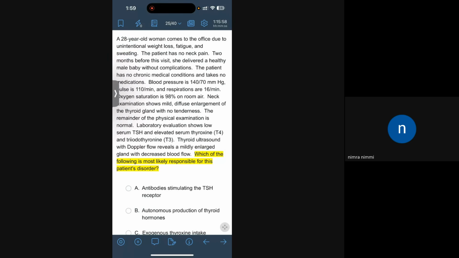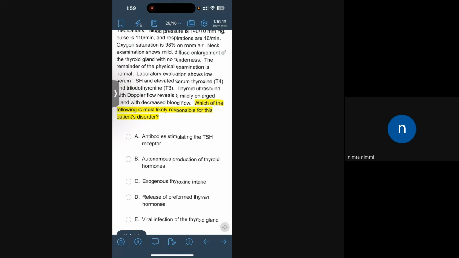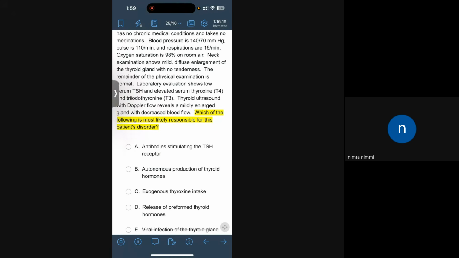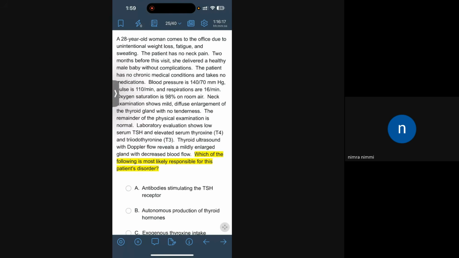Unintentional weight loss, fatigue, and sweating. No neck pain. D, subacute granulomatous thyroiditis, is removed. E is not the answer because there is no neck pain, right? Unintentional weight loss, fatigue, and sweating, 2 months before the visit. The patient delivered a healthy baby.